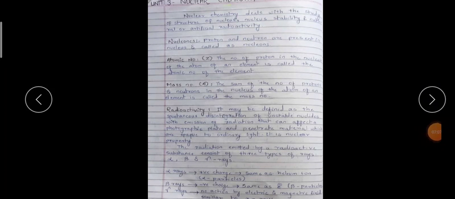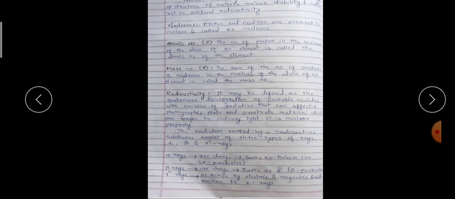The radiation emitted by a radioactive substance consists of three types of rays: alpha, beta, and gamma. Alpha rays are positively charged, the same as helium ions. Beta rays are negatively charged, the same as electrons. They are also called beta particles, and alpha rays are also called alpha particles. Are you getting this point? Then the gamma rays are not affected by electric and magnetic fields, similar to X-rays. This is our introductory part.